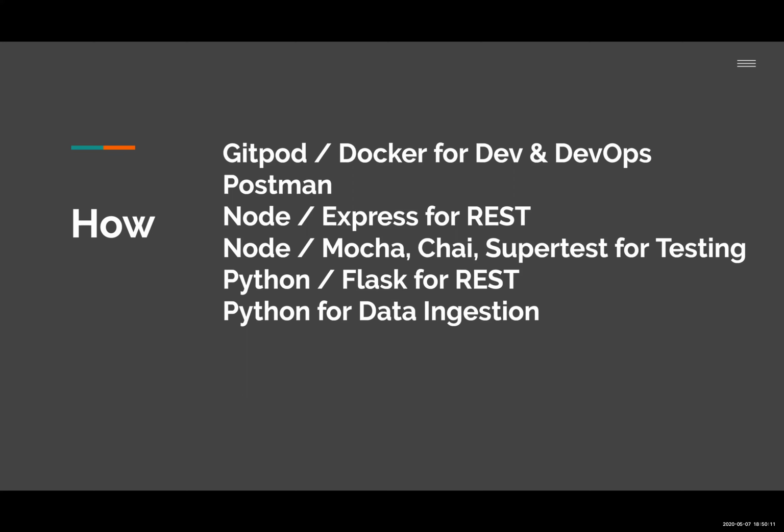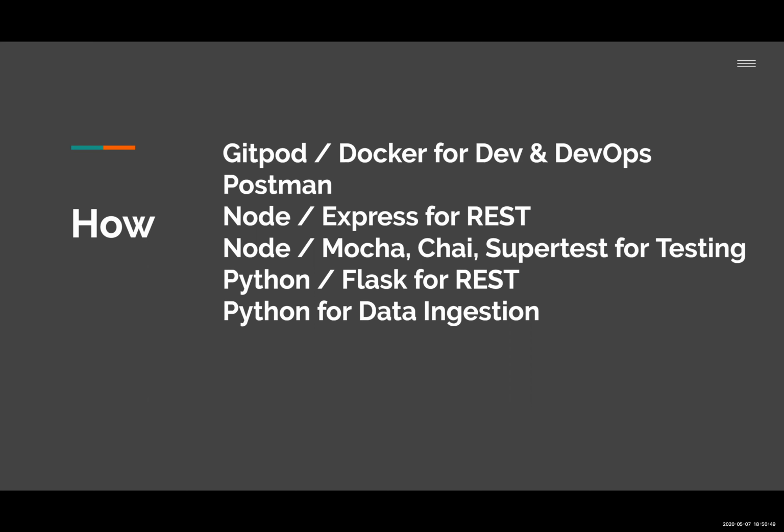We use Postman for quick testing on the REST APIs. We use Node and Express for a Node version of the REST API. We use Python and Flask for a Python version of the REST API. And we can compare the two and see which one would be easier for you. We also have a set of tests written in Node, as well as a small Python program that takes data and inserts it into Cassandra, just for massive or batch data ingestion.